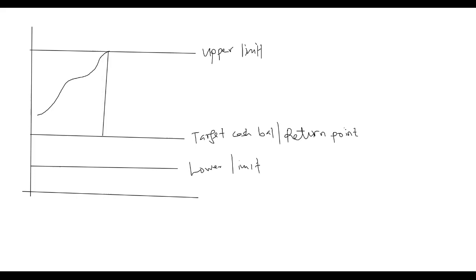Okay, if the cash balance goes below the target value, for example, the cash meanders towards the lower limit, ensure that it doesn't go below the lower limit. If that happens, the cash approaches the lower limit, we then need to increase the balance. We need to boost the cash balance back to the return point.